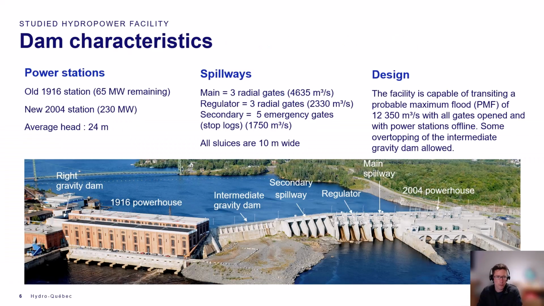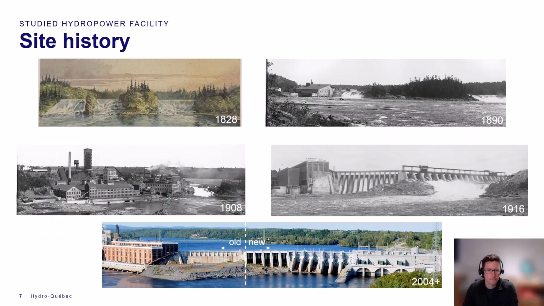The studied hydropower facility is shown in the picture below. It was built over a 100-year period, starting in the early 1910s. The average head is about 24 meters. And it's being used at 2 different powerhouses, one built in 1916 and the other in 2004. On both banks, there are 3 spillways in the center, a main and a regulating spillway, and also an emergency spillway using stop logs. The facility was designed to transit a probable maximum flood, or PMF, of 12,350 cubic meters per second with all gates open and the stations offline. And there was also some overtopping allowed for this case over the intermediate gravity dam.